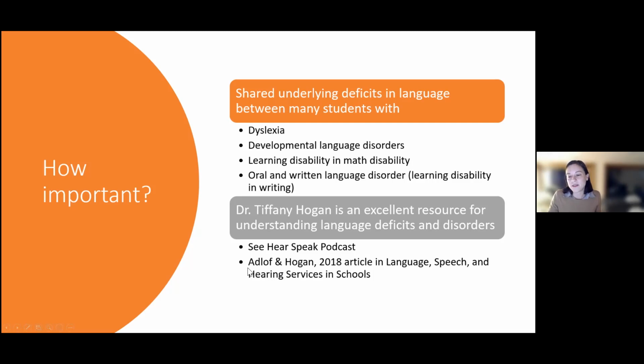And I also highly recommend her article with Suzanne Adloff in 2018. The journal Language, Speech, and Hearing Services in Schools has been rocking it lately, has some really helpful research going on there. So if you're one of those people who has a stack of journals on your computer or on your desk that you can't ever seem to get through, add this to the top of the pile.